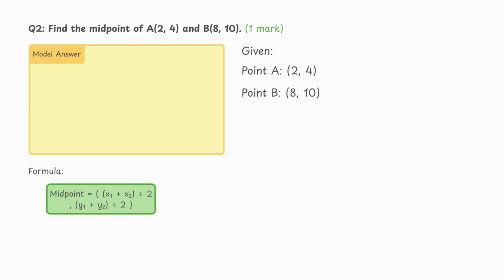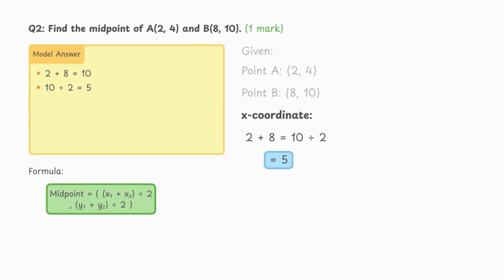Now let's identify the 2 points. Point A is 2, 4. Point B is 8, 10. The first number in each coordinate is the x-coordinate. So for point A, the x-coordinate is 2. For point B, the x-coordinate is 8. Now we add these together. 2 plus 8 equals 10. Then we divide by 2. 10 divided by 2 equals 5. So the x-coordinate of the midpoint is 5.